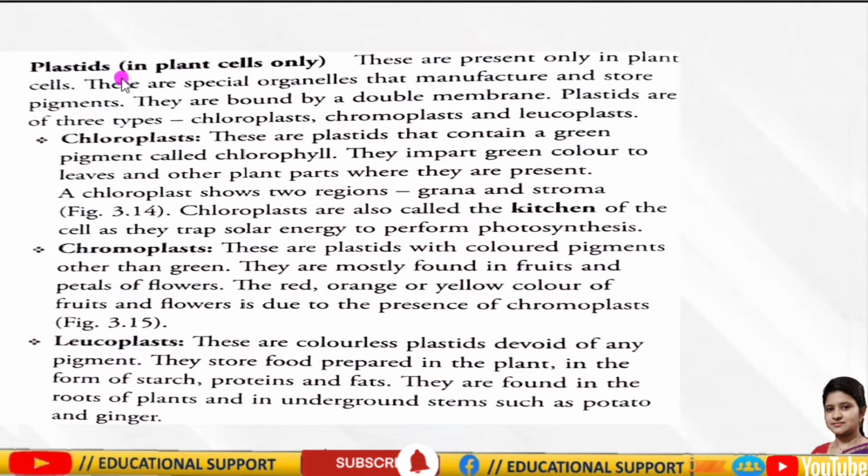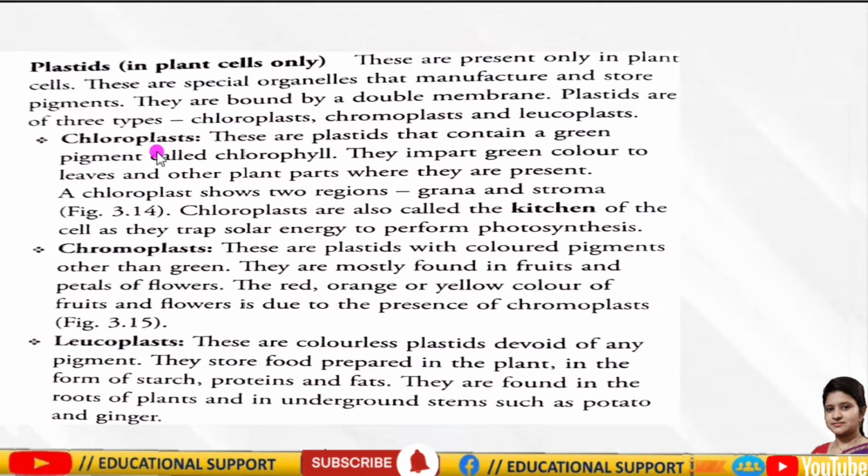plastids. Plastids are basically found in plant cells only. These are special organelles that manufacture and store pigments, and they are bound by a double membrane. Plastids are of three types. So what are they? They are chloroplast, chromoplast and leucoplast. So you have to remember three terms: chloroplast, chromoplast and leucoplast.